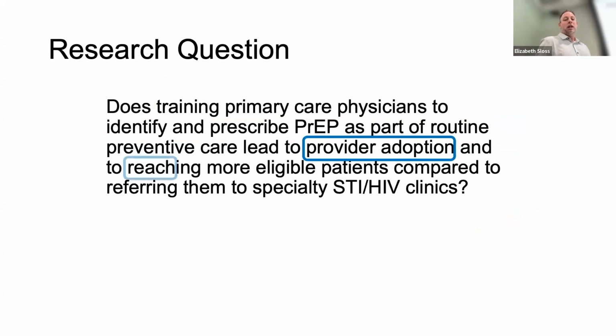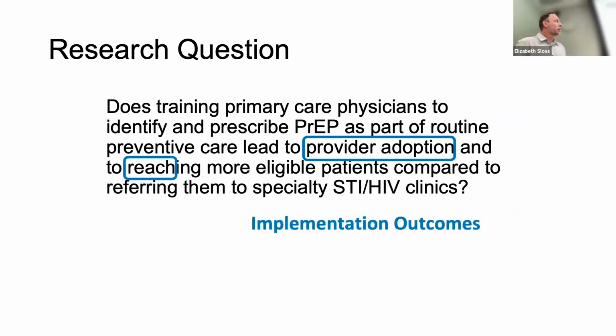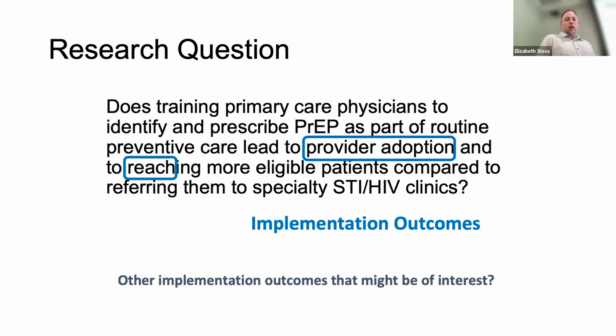So the next thing is our implementation outcomes. We have provider adoption and reach, just like James said. Other implementation outcomes that might be of interest: we talked about acceptability to both of them. I alluded earlier that this is one example where the question of appropriateness is really critical too.